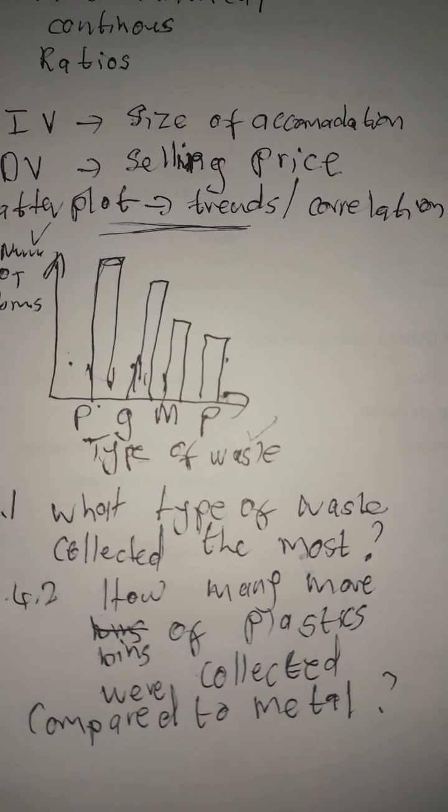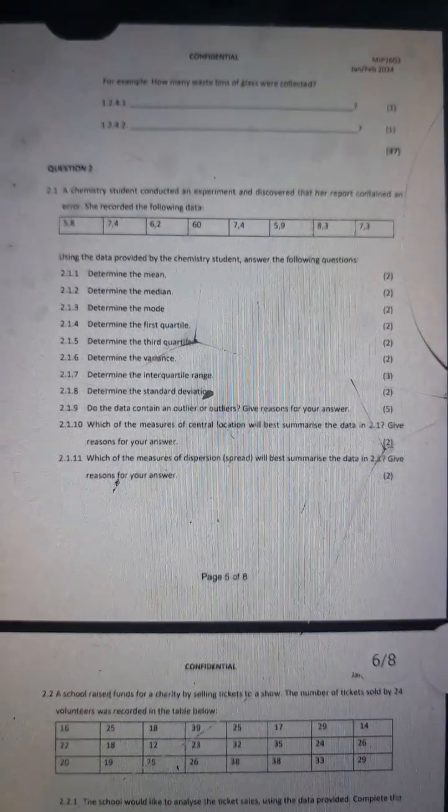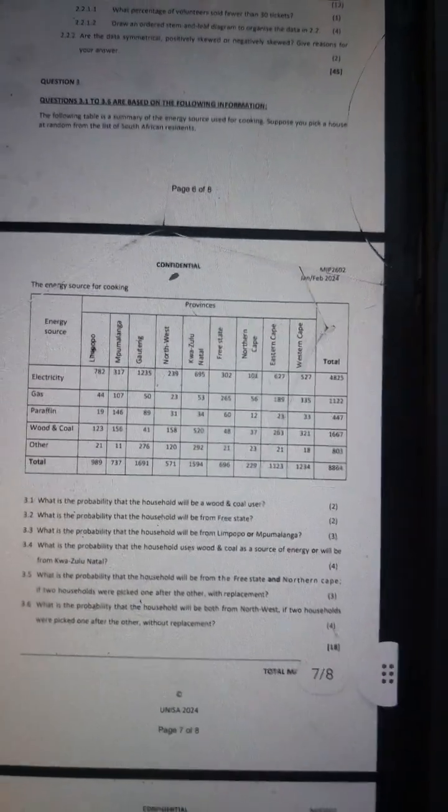Tomorrow's video will be question two. Let's see what we are going to tackle, actually. We are going to look at question two, where we are going to work with data handling: the mean, mode, the interquartiles, standard deviation. Yes, we are going to learn about that tomorrow. We are also going to look at probability. Then that's the end of the examination. It's only 3 questions. So we are also expecting that in October, November 2024, just as they did in January, February 2024.